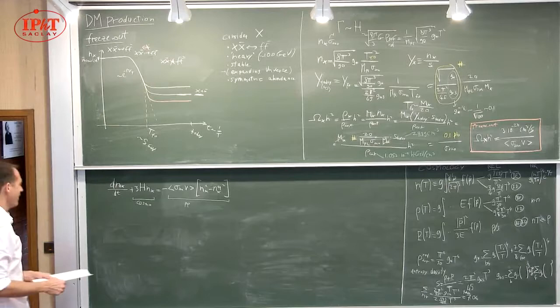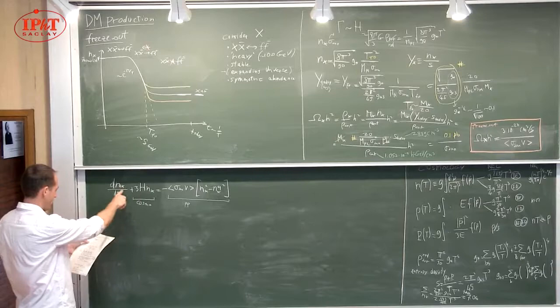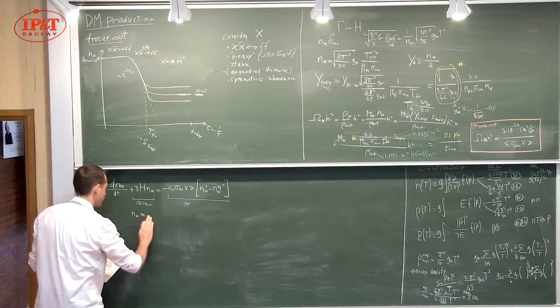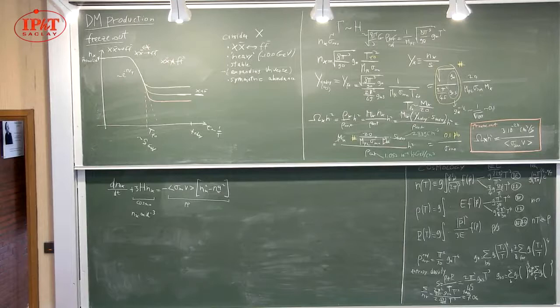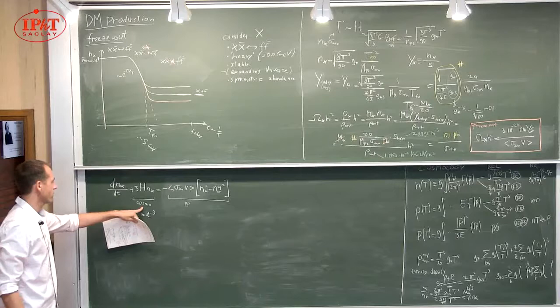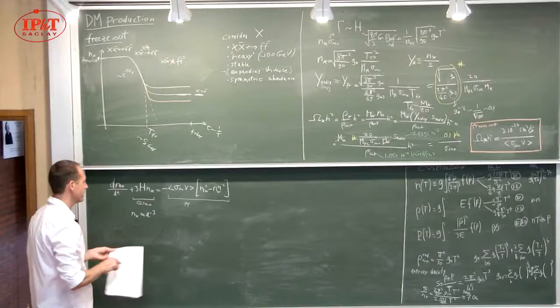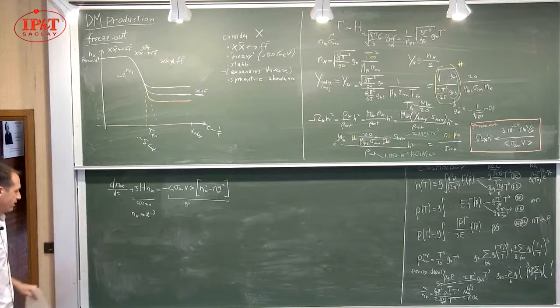It's a first-order differential equation in nx, for which the solution is, so if I neglect this part here, the solution is, of course, nx proportional to a to the minus 3. Just solve this and you will get precisely this behavior. Nothing surprising. I'm saying that the number density of particle x under just the cosmological expansion dilutes as 1 over the volume of the universe as usual. While instead, this quantity here, the particle physics quantity, is dictating what particle physics does to the number density x.